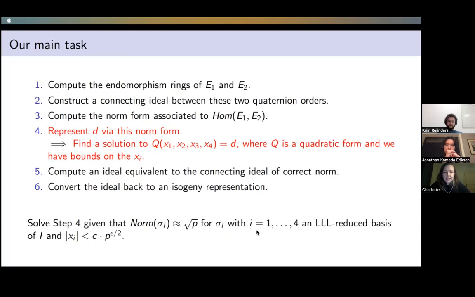And where the LLL reduced basis and the norms of the elements also implies that we have some bounds on the solutions xi. And here this C is a small scalar, which comes from the choices made during the LLL reduction. I think this is quite small, so we're looking at something like an 8, for example.